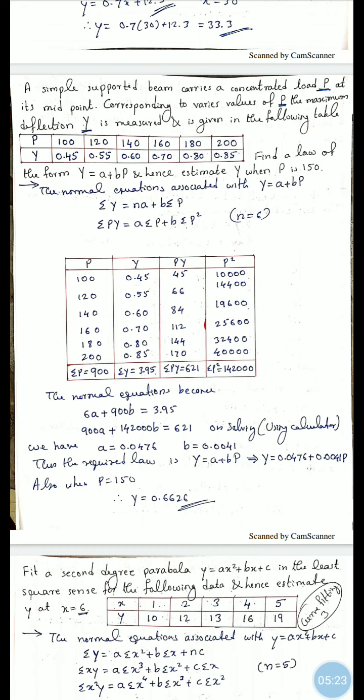So let us solve the example. So given that it is in the form of a straight line y is equal to a plus bP, first we write the normal equation, that is summation of y equal to n into a plus b into summation of P. Summation of Py equal to a into summation of P plus b into summation of P square. Here n value is 6, the number of terms in the P row. So let us prepare the normal table.